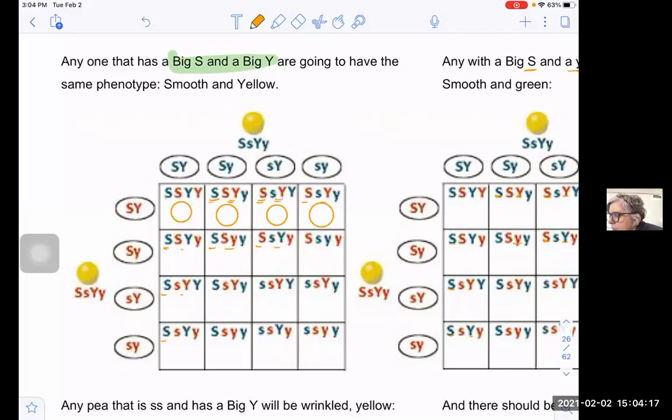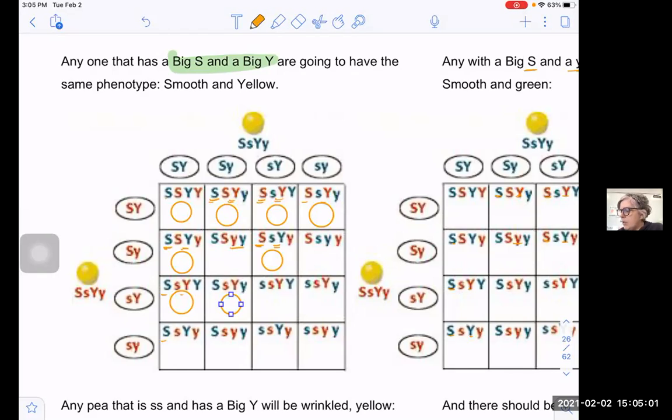So on the second row, the first baby is going to be smooth and yellow. The second baby is also, nope, second baby is not. It's smooth and green. I almost made a mistake there. So because there's two Y's here, this is not smooth and yellow. So moving on to the next one is smooth and yellow. The last one is not, it's smooth and green. Then I go to the next row. My first one is smooth and yellow. My second one is smooth and yellow, but the third and fourth ones are wrinkled and yellow.